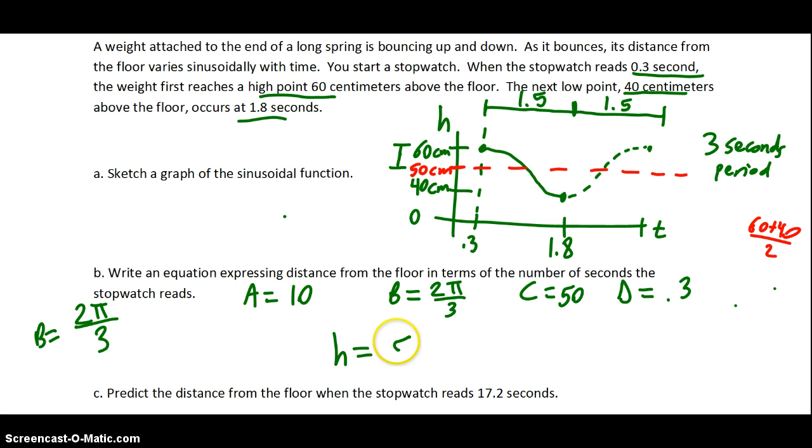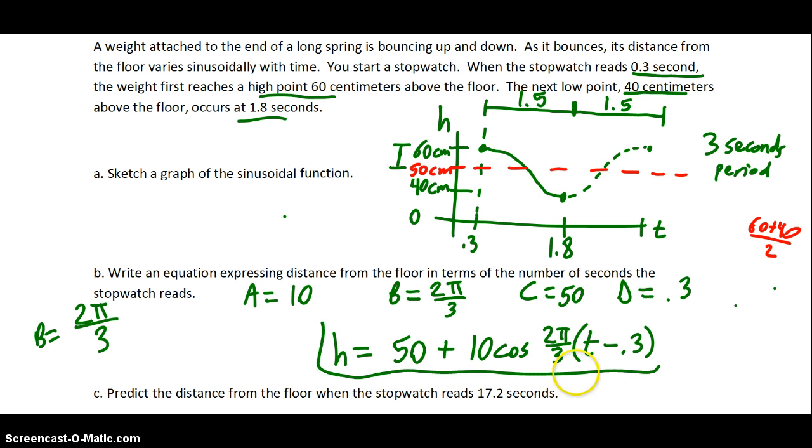Y equals c. Obviously this is positive cosine because we're starting at a high point, not a low point. So plus a cosine, so 10 cosine, b times t minus 0.3. And again, it's minus 0.3 because we started at positive 0.3. Take the opposite of what you see.